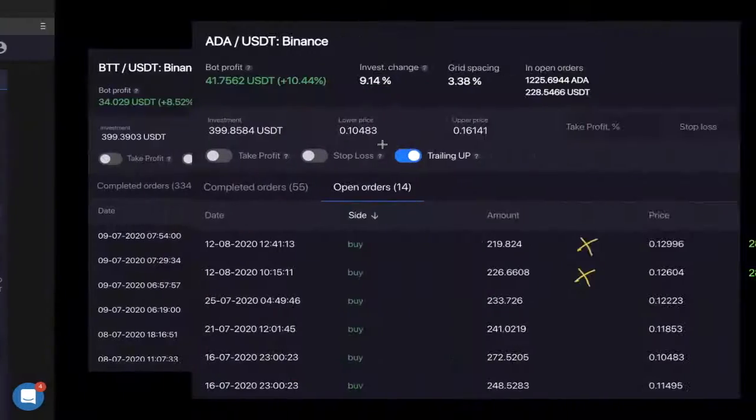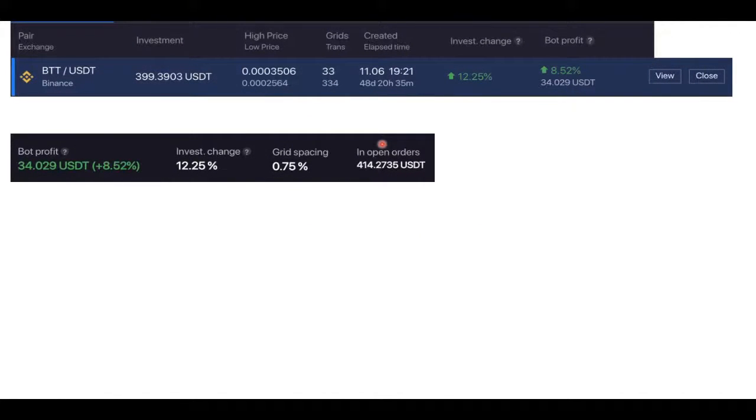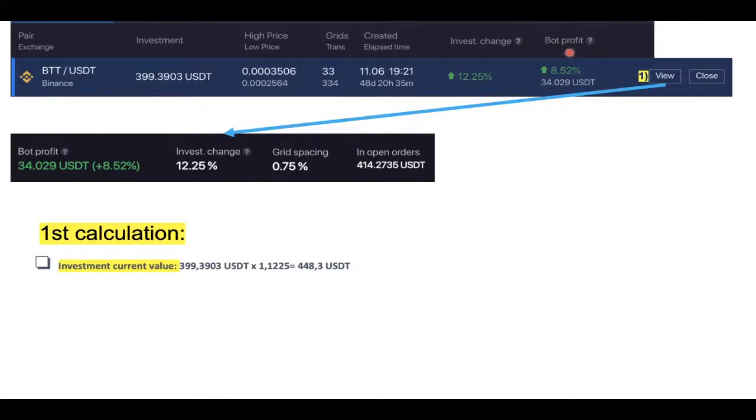And here is a perfect visualization that I've created. So that's BitTorrent trading to USDT, and you see the investment change is 12% and the bot profit is 8.5. So the first way to calculate your current profit and investment value is by simply multiplying your investment by the investment change. So that's actually almost 400 USDT multiplied by 12%, and that's going to be your current investment value.